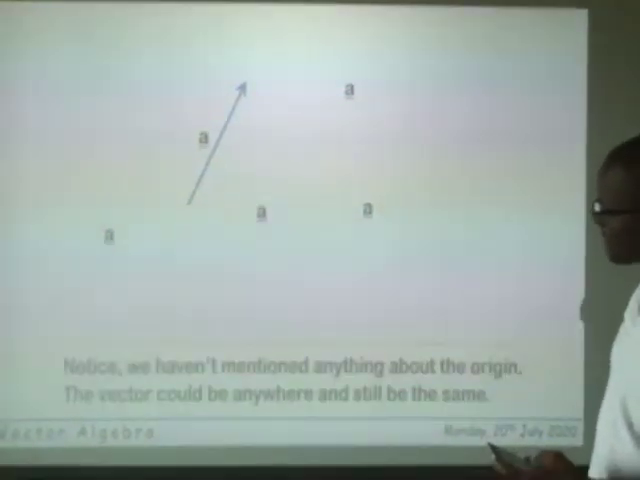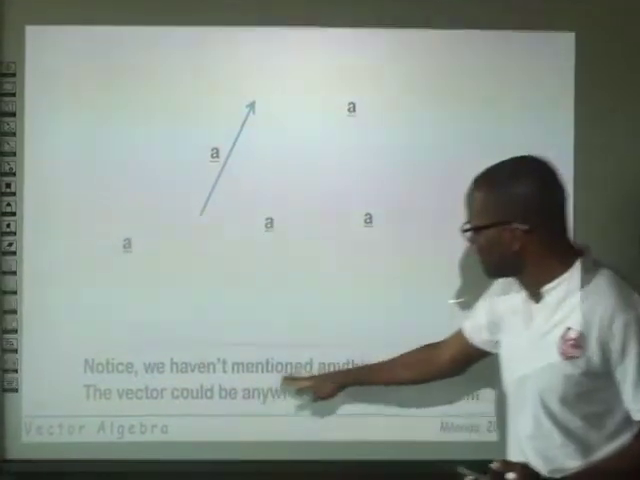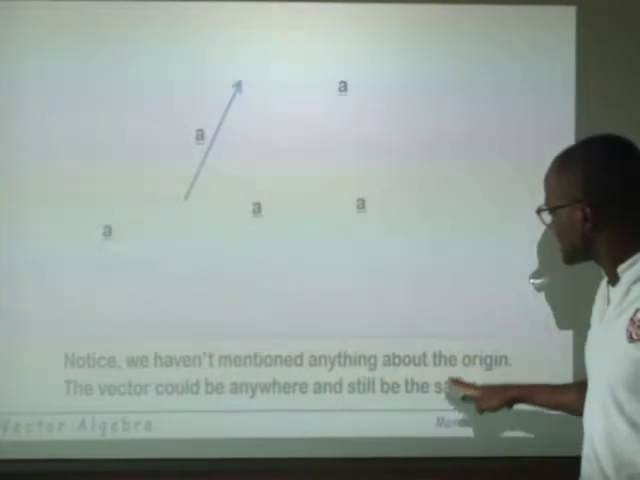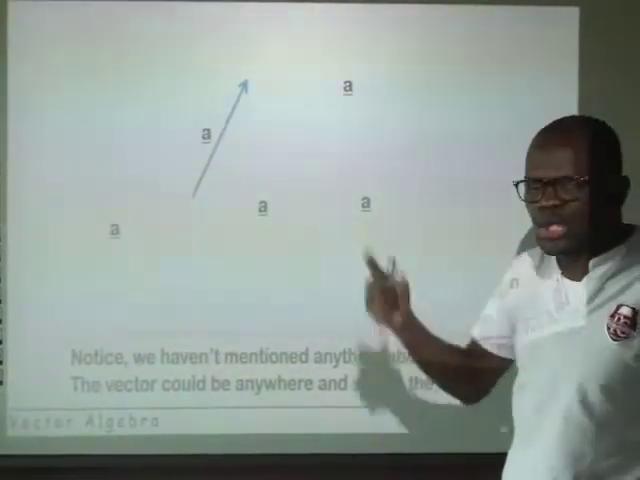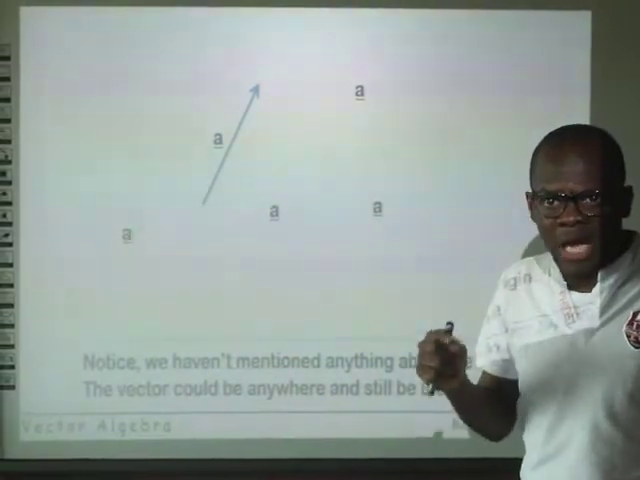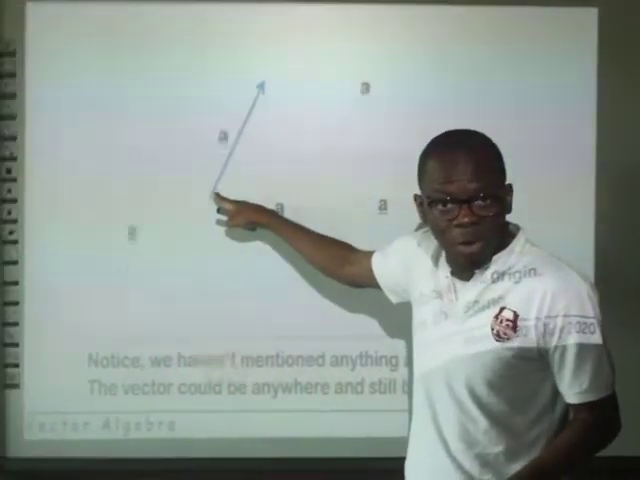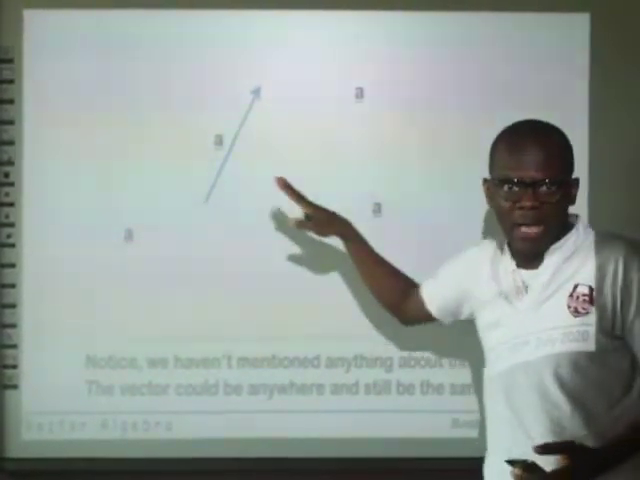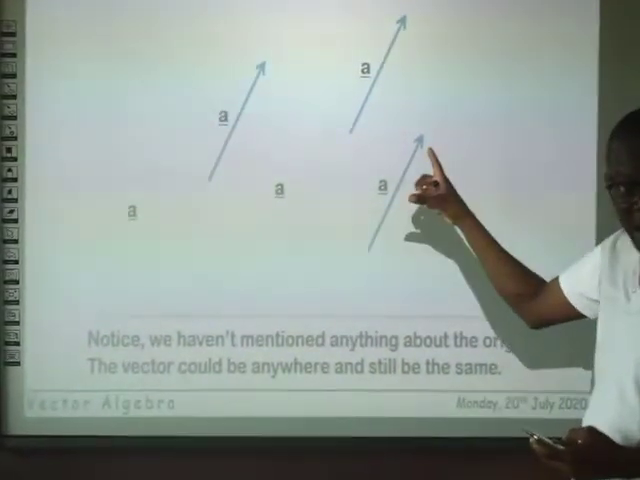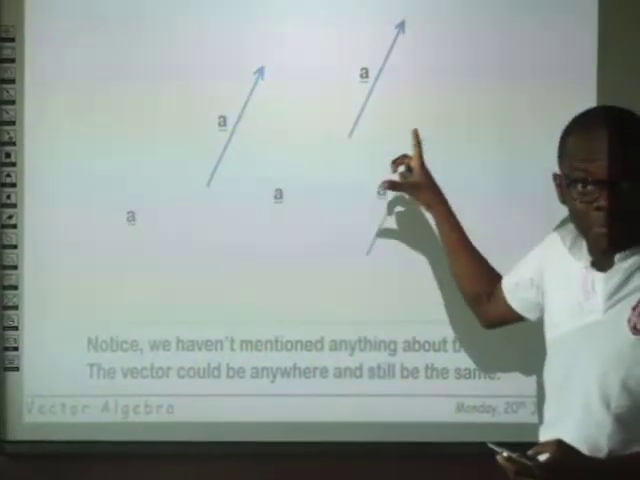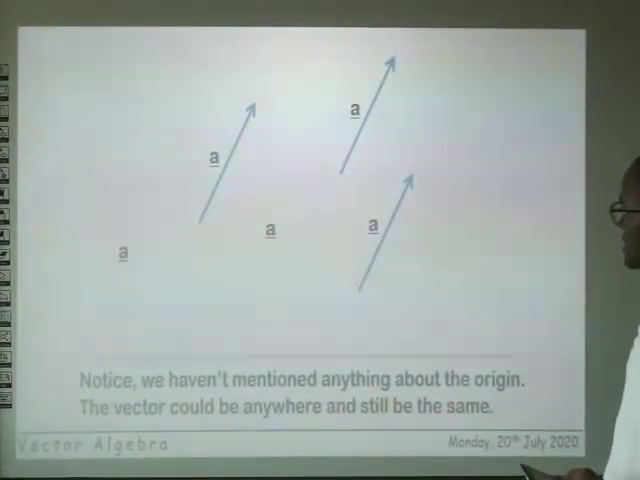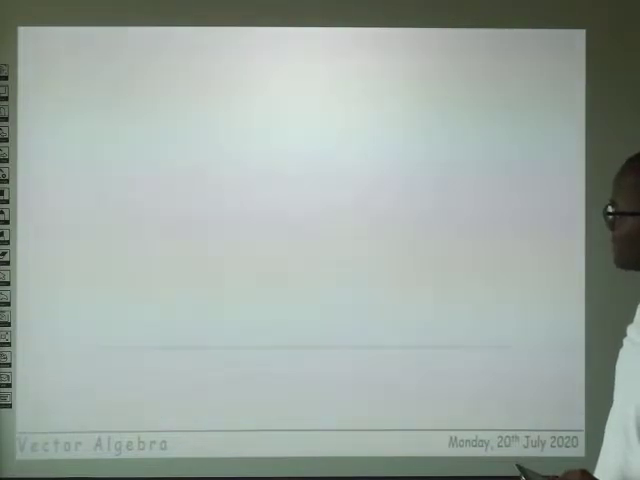Okay? Now let's move on, and this is really important. Notice that we haven't mentioned anything about the origin. Okay? The vector could be anywhere, and it's still going to be the same. Anywhere you put the vector doesn't matter. Just make sure you identify the starting point, that will be your origin, and then the end point. Okay, it could be anywhere. So we have these different arrows. They all have the same size, and they're all pointing in the same direction. So they are all still essentially vector A. Nothing changes. They're all still basically the same.